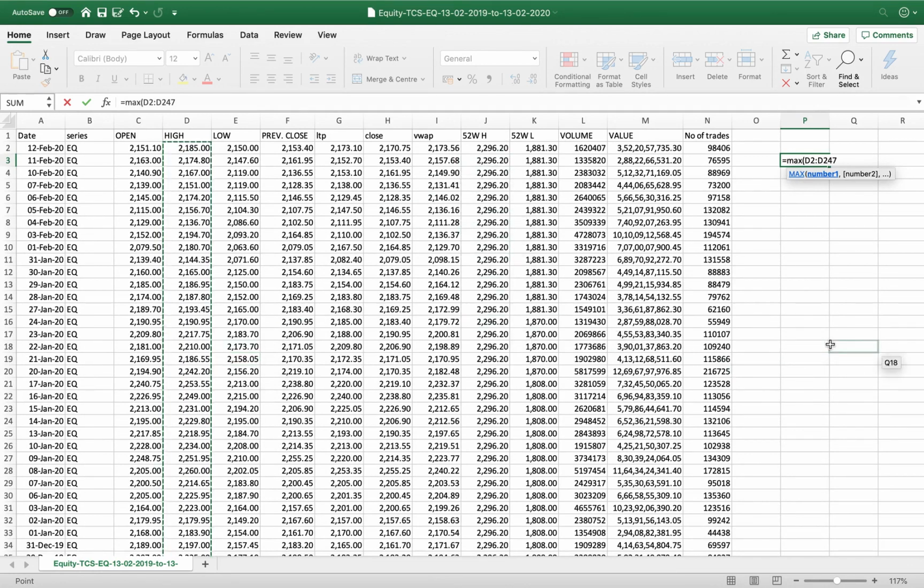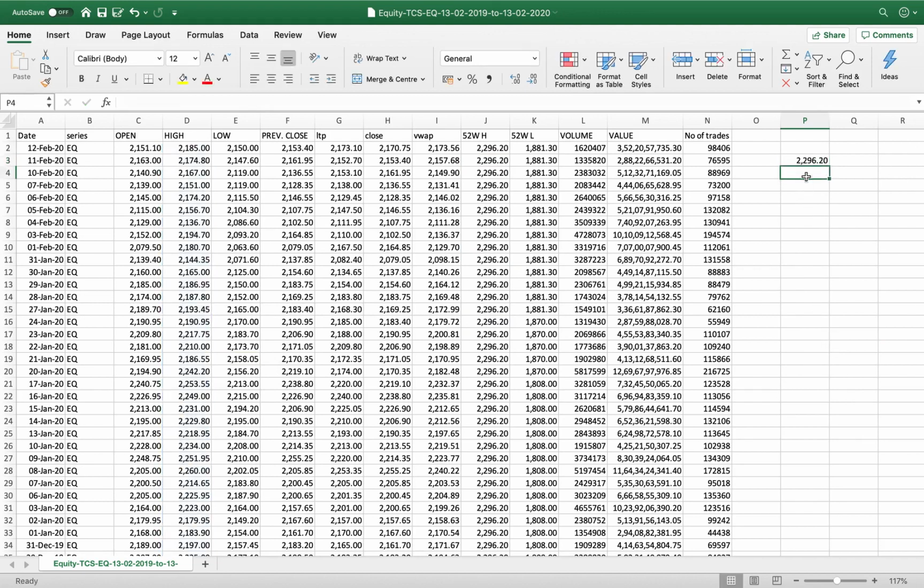Let's see whether it is the same or not. So 2296, you can see this 2296 is the max value of the high of all the specific trading days, and that's why you see that the 52-week high is 2296, which it's displaying here also. So what you have learned here is the max function.